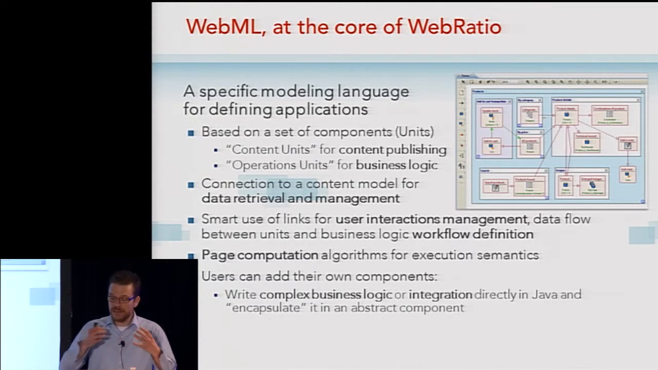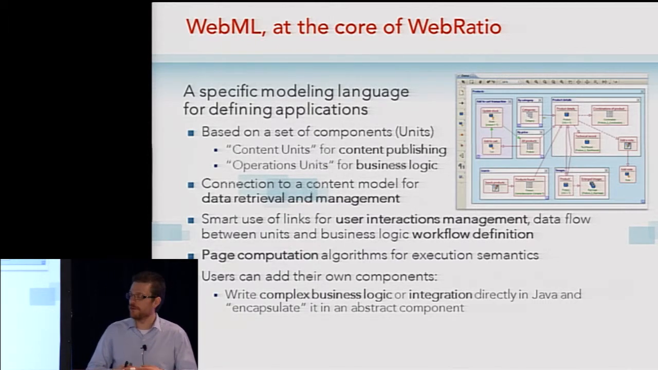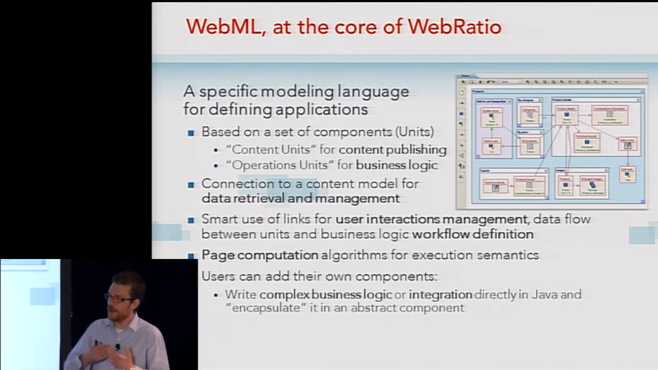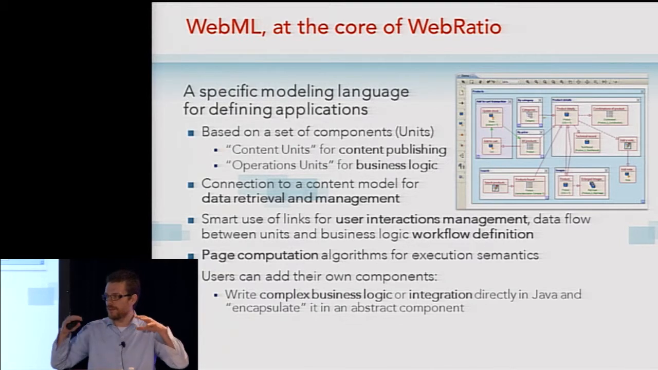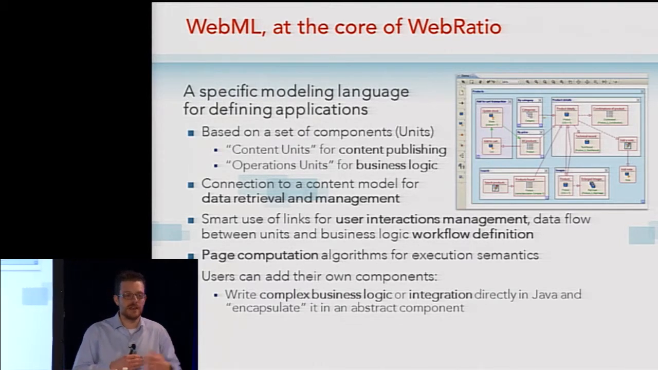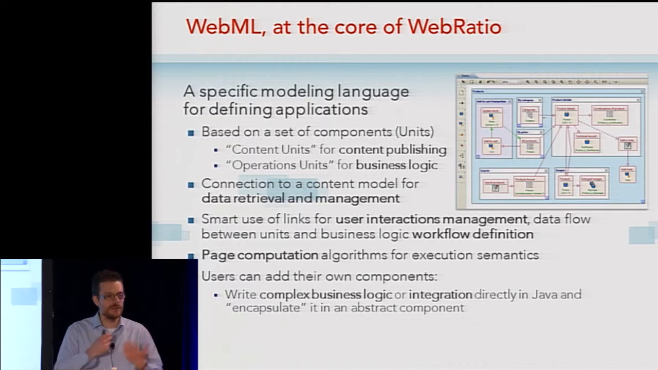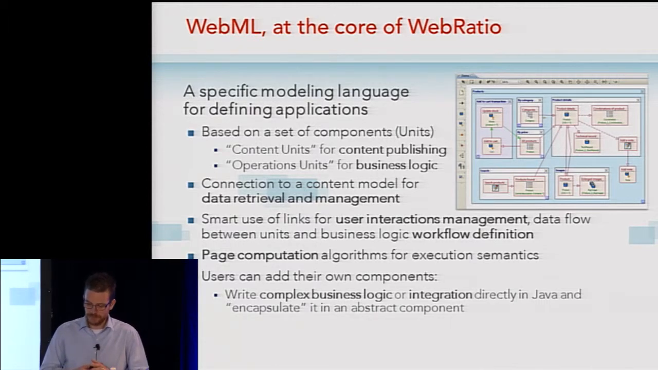Then these components, these units, are bound together, connected together by means of arrows that allow you to define interaction. And these components work on another model, which is the content model, that allows you to define how the data are managed and how the data retrieval is done.